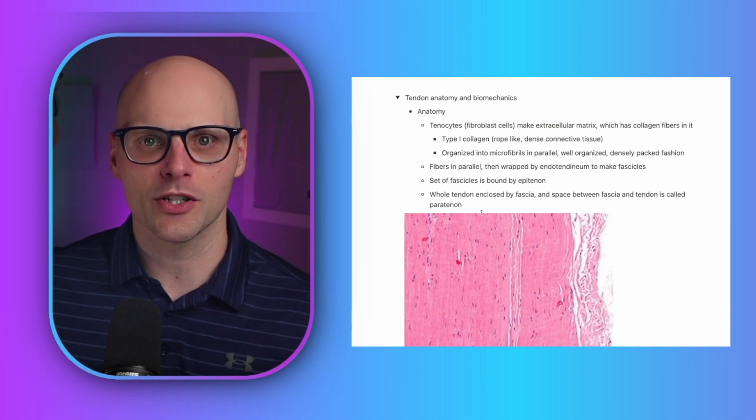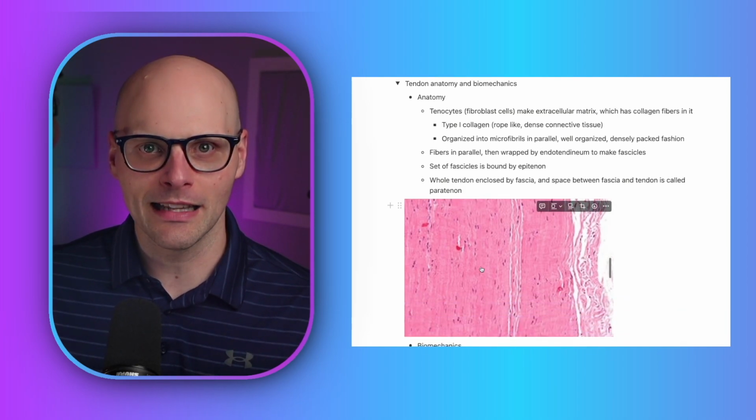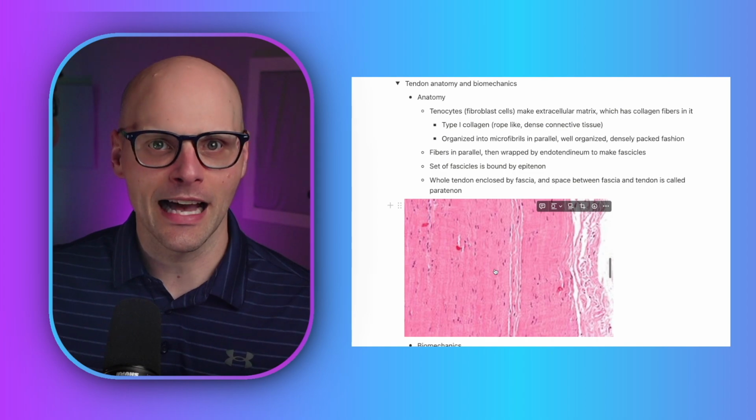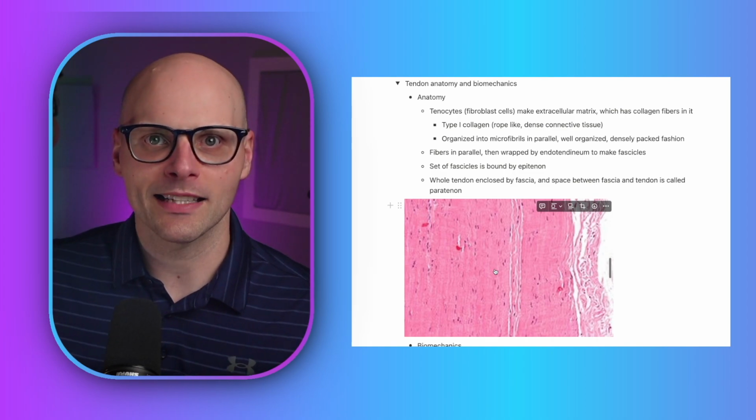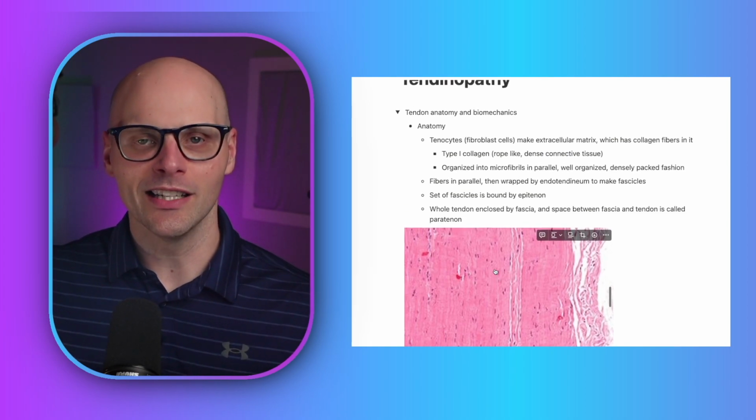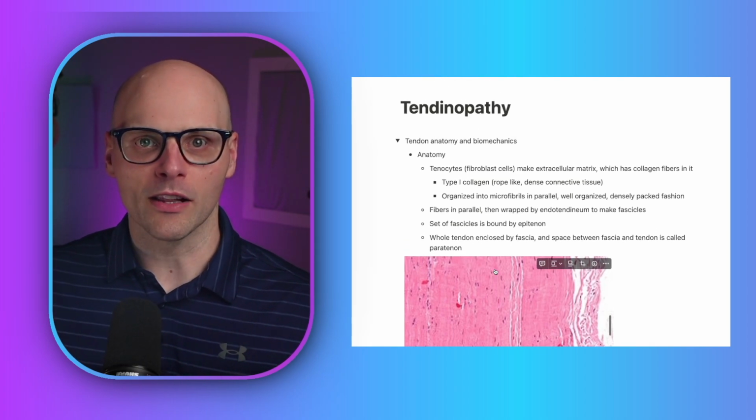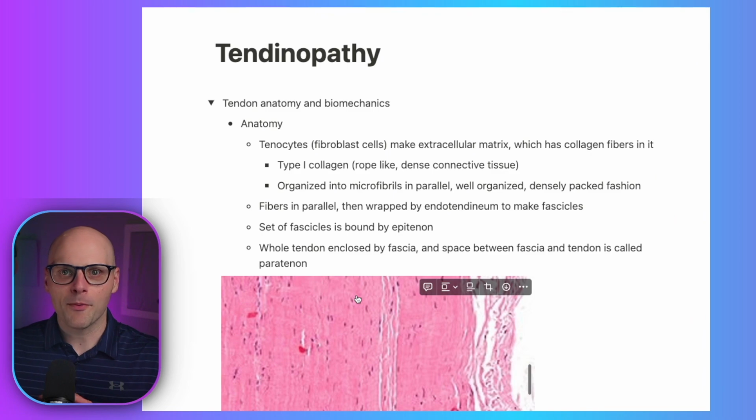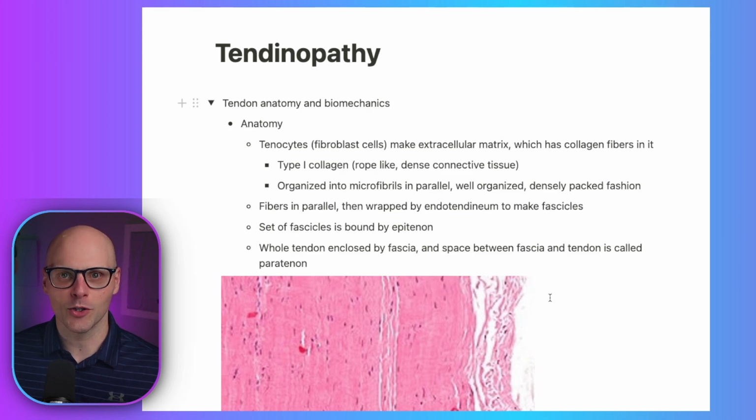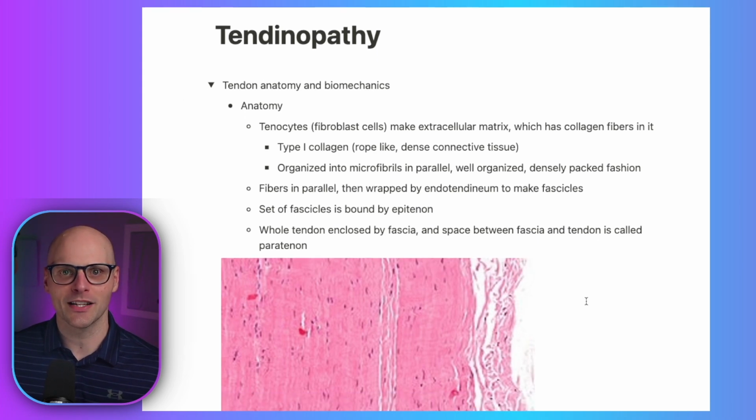It's organized into microfibrils in a parallel, well-organized, densely packed fashion. If you look down here in the picture, you can see how everything's in a line, in a line, in a line. That's really densely packed, nice and organized. That looks like a good, solid tendon. And these fibers are in parallel, right? If they're in parallel, then they're wrapped by an endothelium, which makes these fascicles. Then these fascicles are bound by an epitenon, and the whole tendon is enclosed by fascia, and the space between the fascia and the tendon is called the peritoneum.